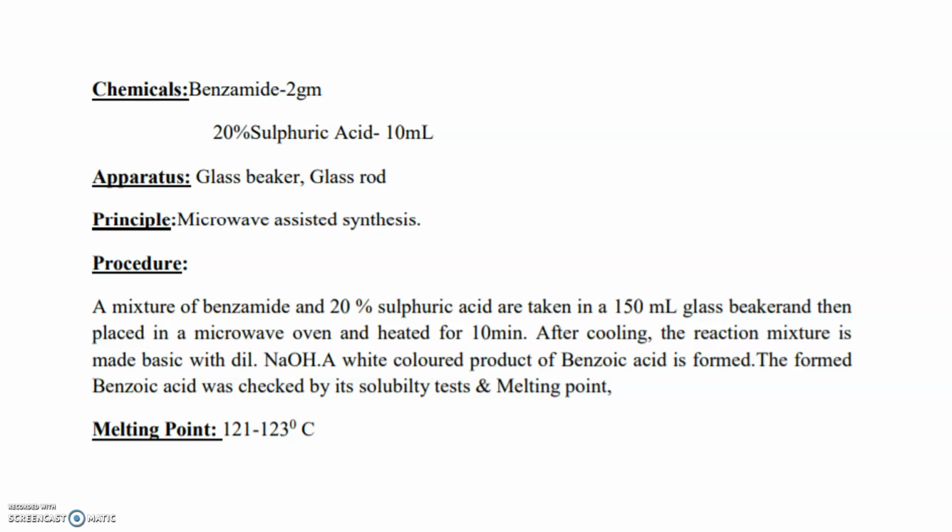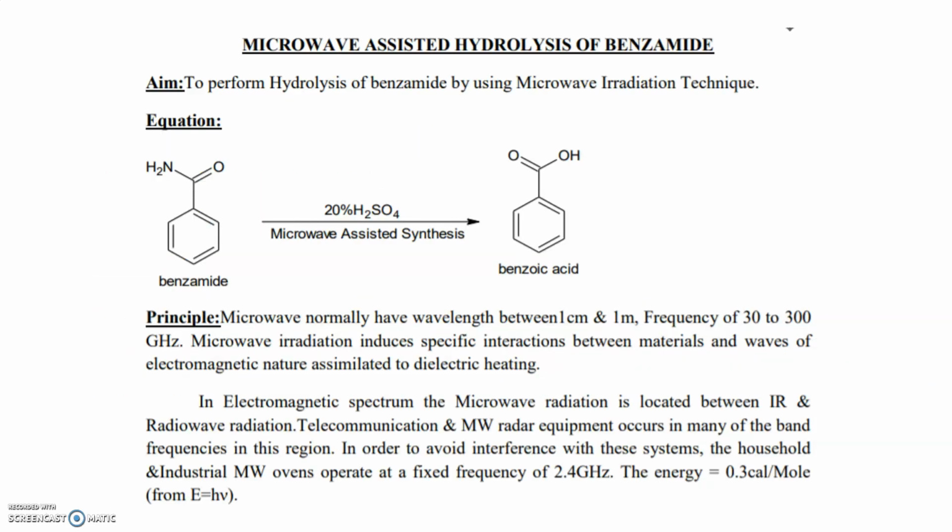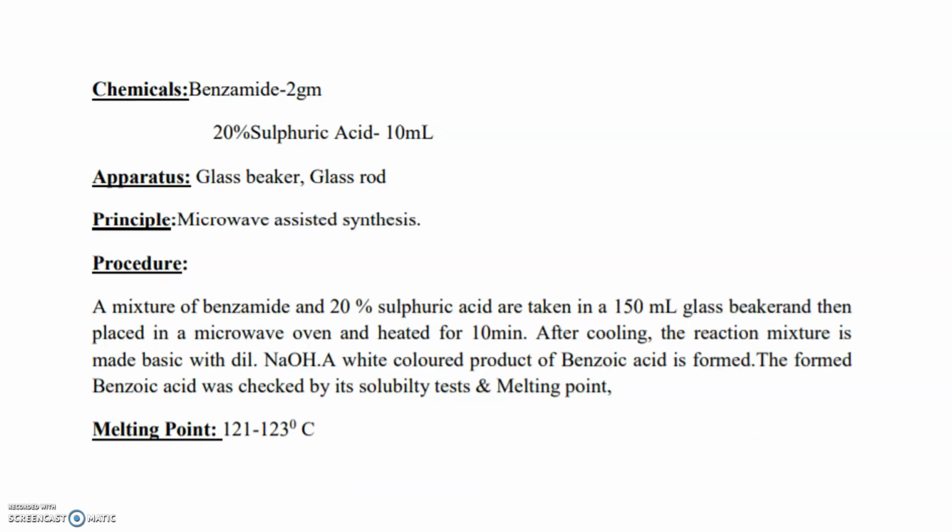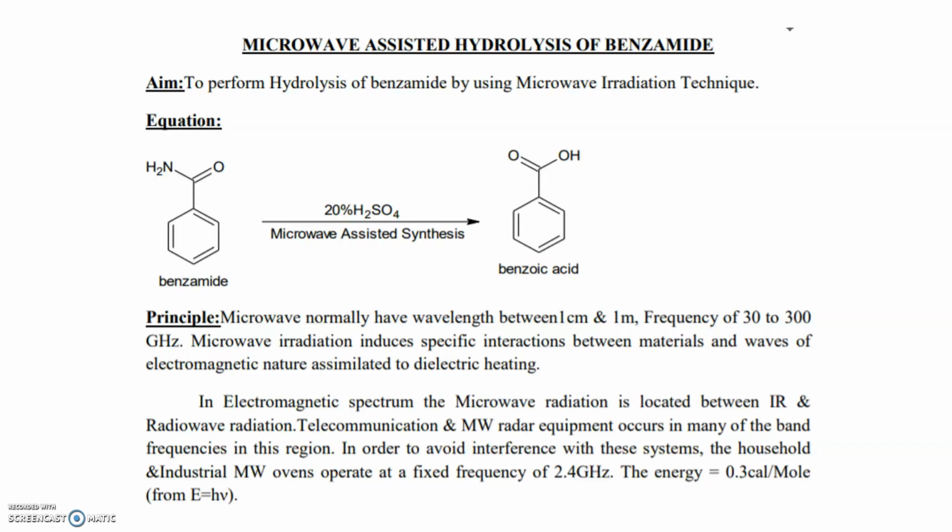So my friends, I hope you understand what I talked about in this video. I showed you the aim of the experiment, the equation, the principle of microwave assisted synthesis, then what chemicals you need, what apparatus you need, what the procedure is, and I also gave the information about the melting point. So for this practical, microwave assisted hydrolysis of benzamide, if you are interested, it will be beneficial for you.